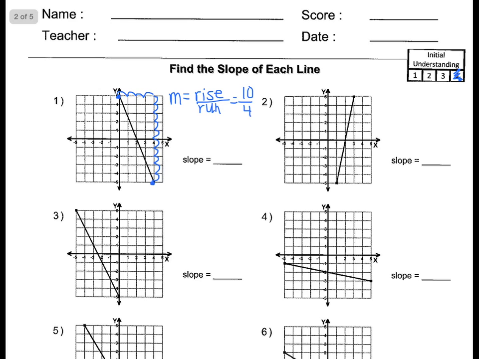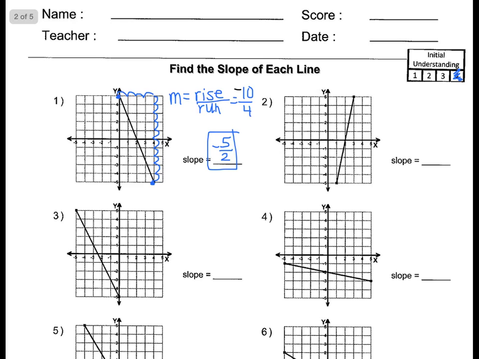Now you want to ask yourself, is it a positive or negative slope? It's a negative slope. It's going downhill. We can make an N. Therefore, it is a negative slope, -10 over 4. Now, can you simplify this? Yes, you can. 2 goes in both the numerator and denominator. Therefore, your slope is equal to -5 over 2. And that is your answer.